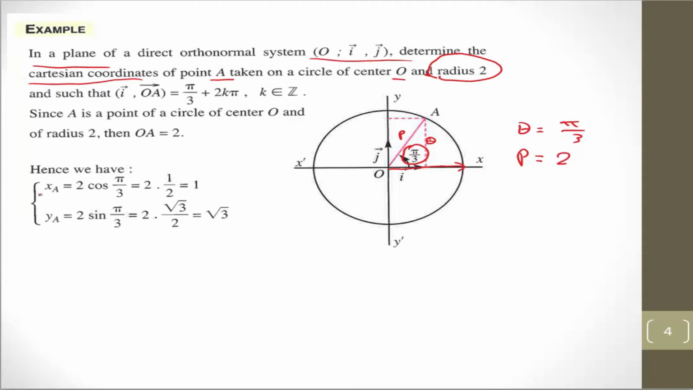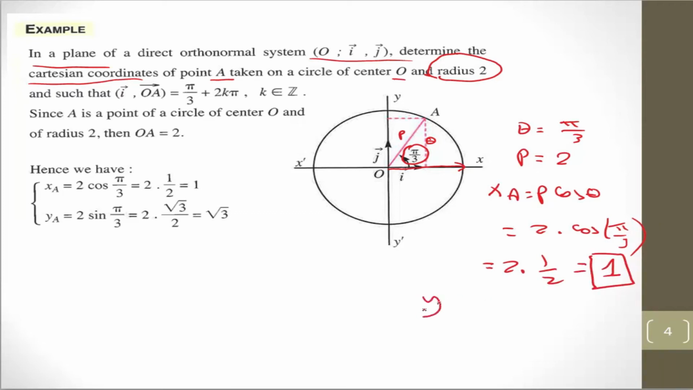So simply we write x_A equals p cosine theta only. So p, which is 2, times cosine theta, which is pi over 3. And we just use a calculator. It will be 2 times half, so it equals 1.